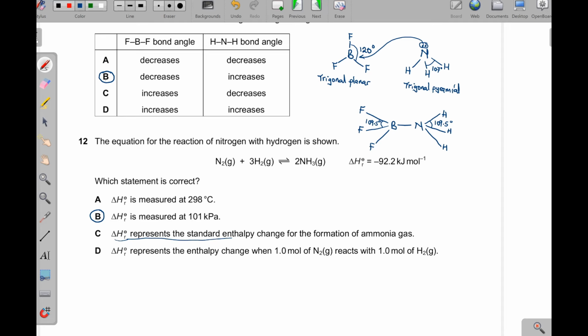Then DHR represents the standard enthalpy change for the formation of ammonium gas. No, here we are looking at 1 mole of a compound that is formed from its elements in their standard states. Yes, this one is in standard state, even this one is in the standard state, but here you are forming 2 moles, not 1 mole. So for standard enthalpy of formation, we are looking at 1 mole, right? So this is just the enthalpy of the reaction, not for formation. Okay, then here this one represents the enthalpy change when 1 mole of nitrogen reacts with 1 mole of hydrogen. These are even 3. That is very wrong.